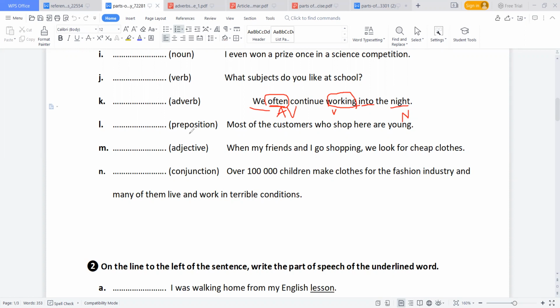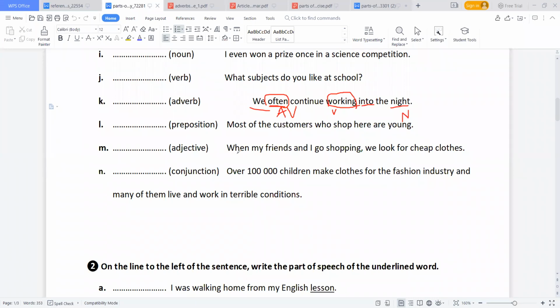Preposition: most of the customers who shop here are young. No, you are wrong. Here is not a preposition. Look at the sentence again. Yes, of. Most of the customers. So of, to, from, with, around, under. All these are the prepositions.